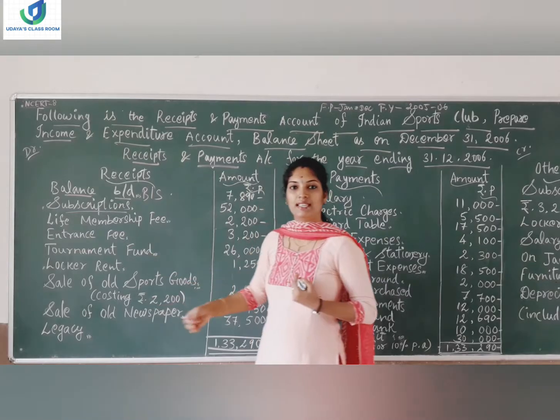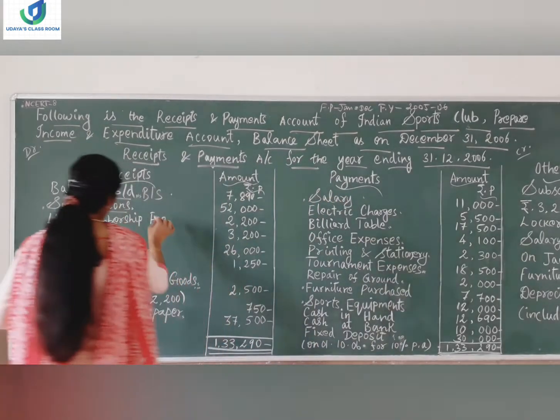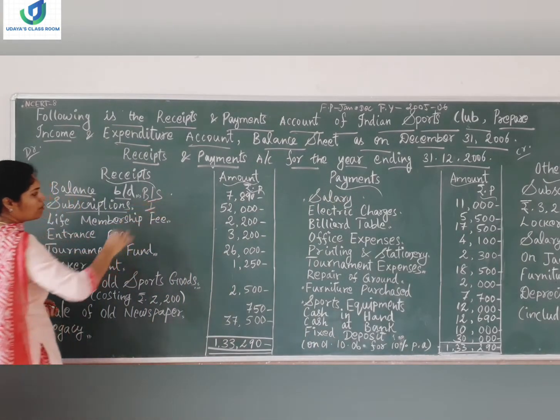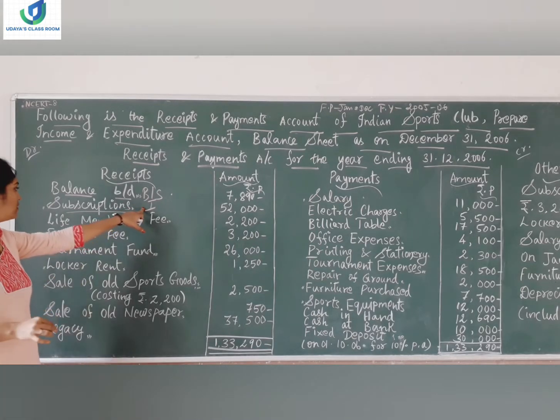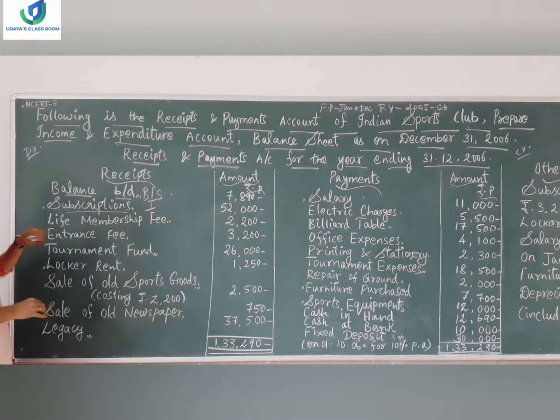So subscription is the income for the organization. Here we can mark it as I. So in the income and expenditure account, on the income side, this is going to come. So I am marking it as I.